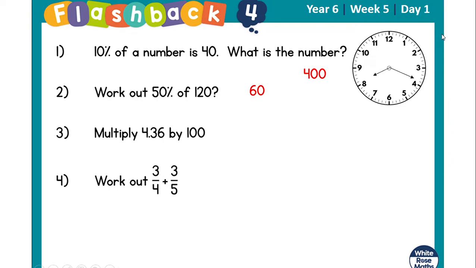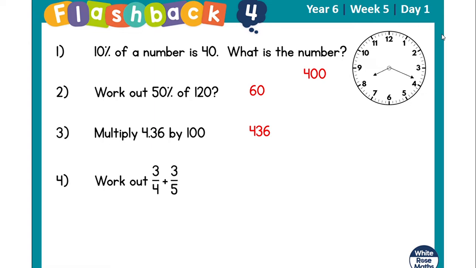Number 3, multiply 4.36 by 100. Okay, when we multiply numbers by 100, each digit moves 2 places to the left. So I might start with my 4. I'm going to move my 4 2 places to the left. That becomes 400. The 3/10 becomes 30, and the 6/100 becomes 6. So the answer is 436.